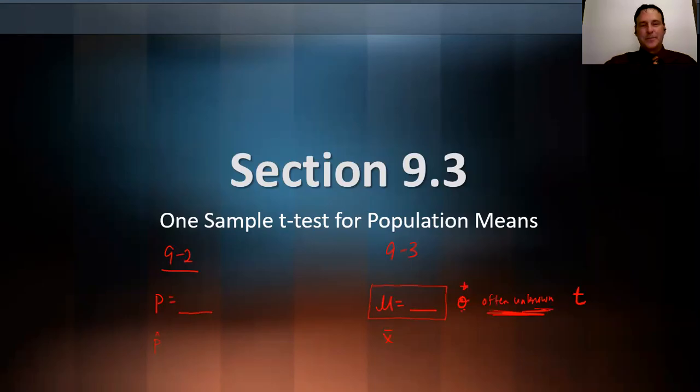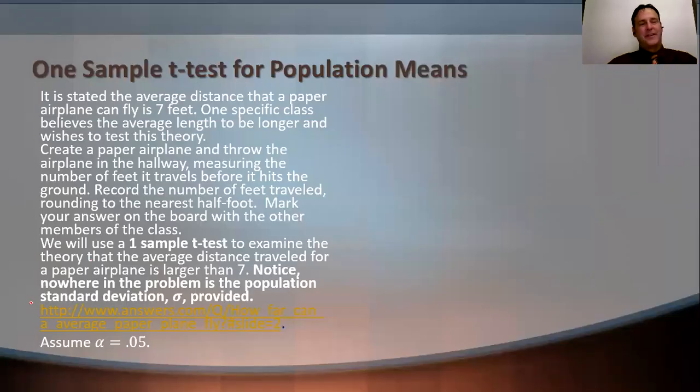So let's get started. I was looking at this website one day, and this website gave a pretty interesting claim. They said that the average distance that a paper airplane could fly is 7 feet. I don't know how they came up with a population average, but my fourth hour was convinced that that may not be true. So this paragraph starts like this. It is stated that the average distance that a paper airplane can fly is 7 feet. One specific class, my fourth hour, believes the average length to be longer and wishes to test the theory.